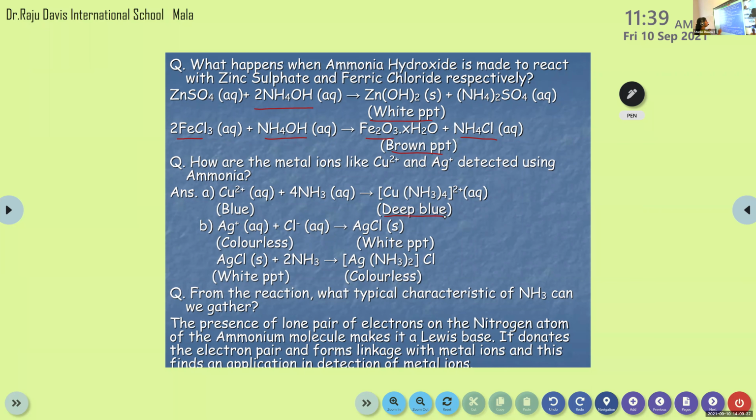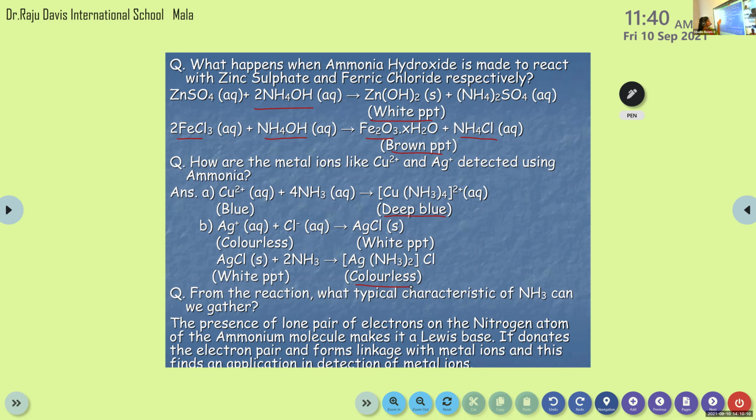The same way in the case of silver. Silver also reacts with chloride ion to form AgCl. Then a white precipitate will be obtained. Then this AgCl again reacts with ammonia. When a colorless solution is obtained, we can confirm that silver ion is present in that solution. Clear, children? Silver, that's a colorless solution.